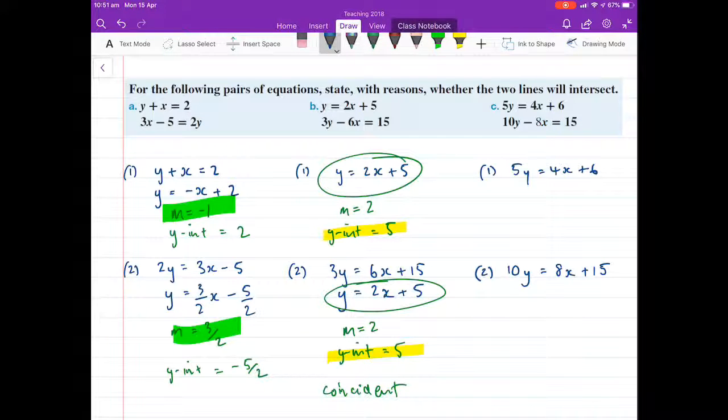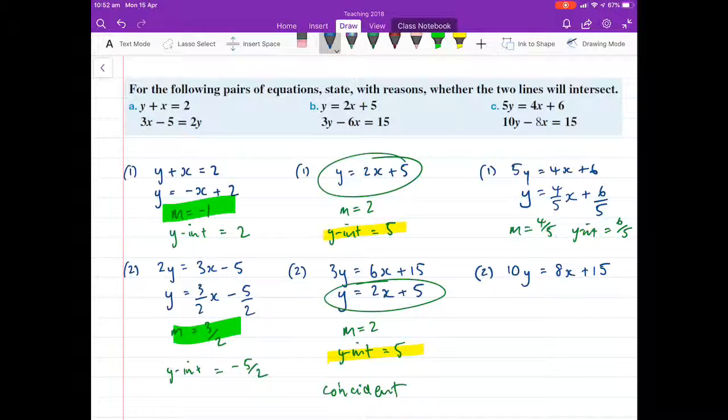Third one over here, again, both of these we've got some rearranging to do. So the first one, we've got 5y equals 4x plus 6. I'm going to divide both sides by 5. Okay, and my gradient is 4 over 5, and my y-intercept is 6 over 5.